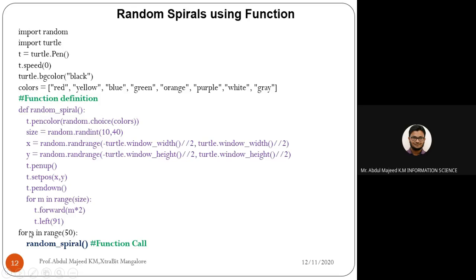How many random spirals do we need to create? We need to create 50 random graphics. For that we are using for n in range(50), so draw 50 random spirals. If you want 100, instead of 50 you can write 100. If you want 1000, you can write 1000. Clear? So this is the function definition, this is the function code. Let me execute this program and show the output.